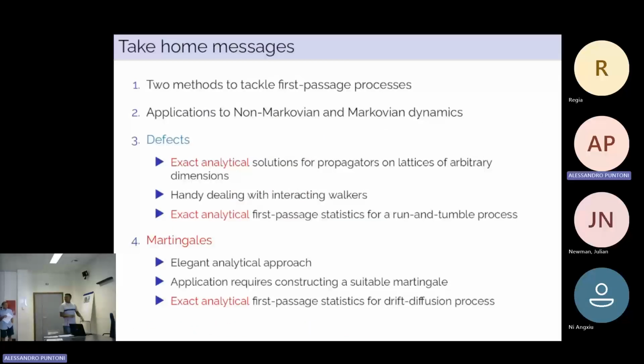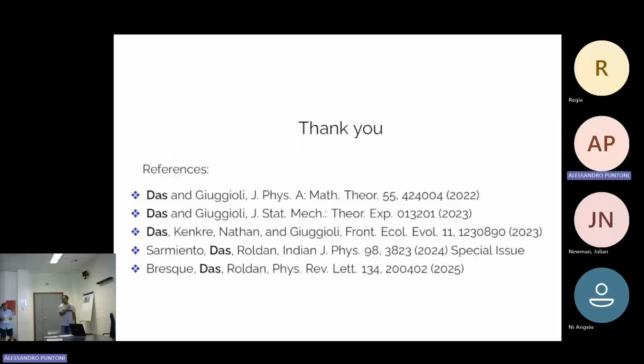And so that's all. So, take home message. I described two methods to tackle first passage problems, defects and martingale, and I showed how we can use this to solve non-Markovian and Markovian dynamics, and both of them give you exact analytical solutions. Defects is handy basically when there are interacting walkers, and martingales is very elegant, but first you need to construct a martingale from your dynamics. And thank you. These are the references.